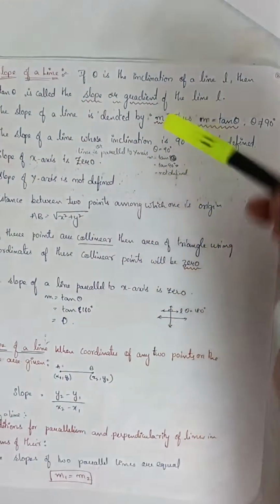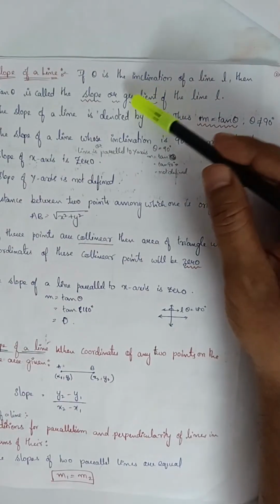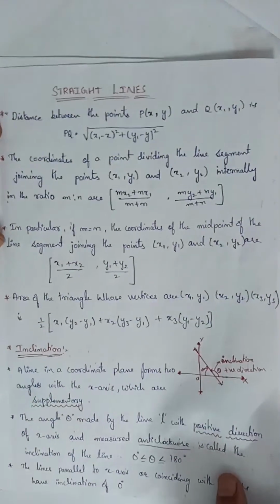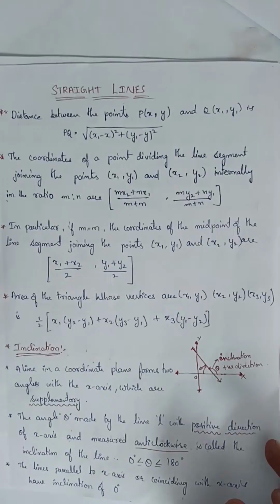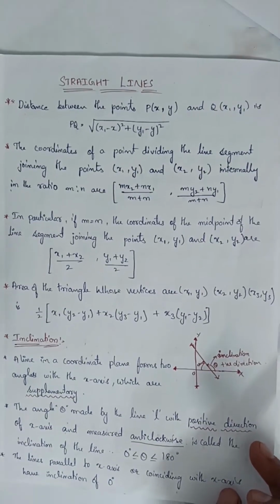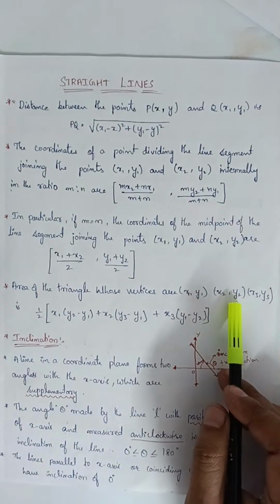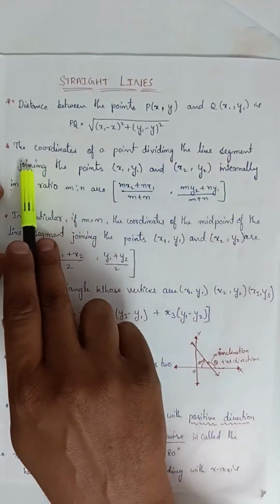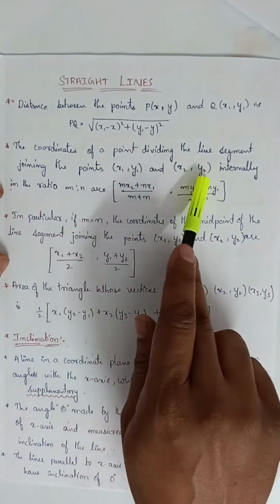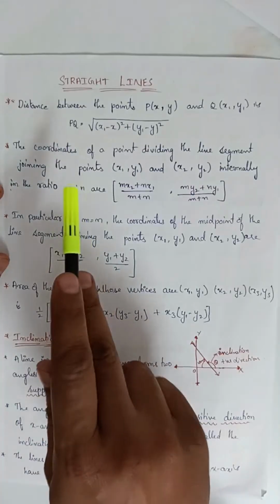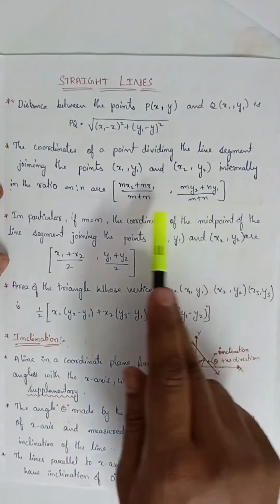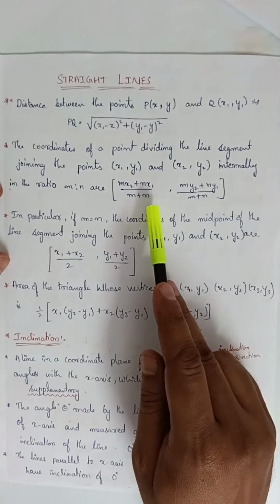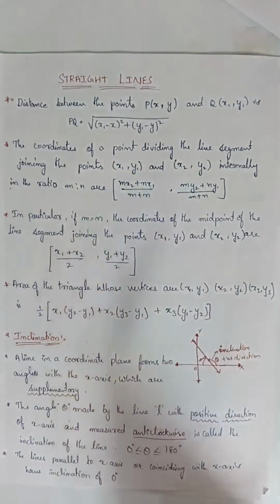Now see, we saw some formulas before, like straight line, midpoint, how to find the area of a triangle when three vertices are given, and the coordinates of a point dividing the line segment joining the 2 points internally in the ratio of m is to n. So the formula is this, okay? m and n are the ratios, x1, y1 are the coordinates of the 2 points, okay?